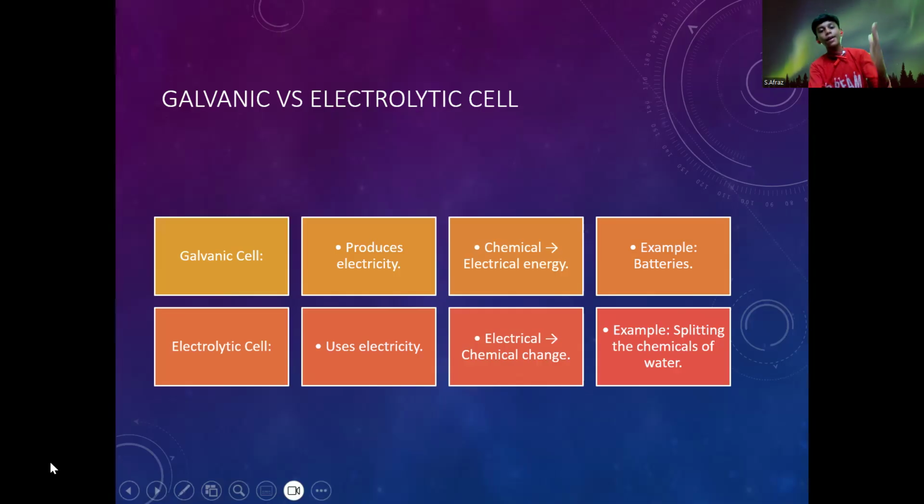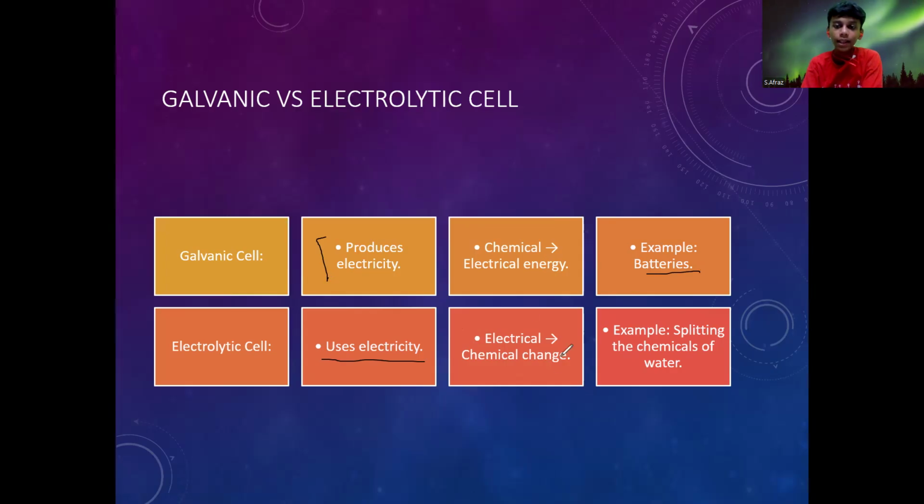Now let's compare the galvanic and electrolytic cells. A galvanic cell produces electricity, but an electrolytic cell uses electricity. In a galvanic cell, chemical energy is converted to electrical energy, while in an electrolytic cell, electrical change becomes chemical change. For example, for a galvanic cell we can take a battery, and for an electrolytic cell, the splitting of H2O into H2 plus O.